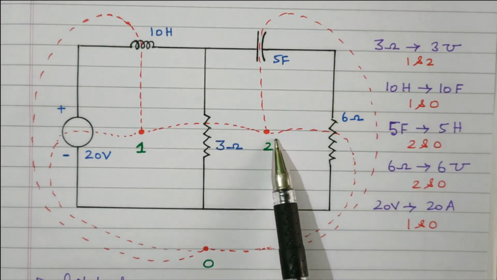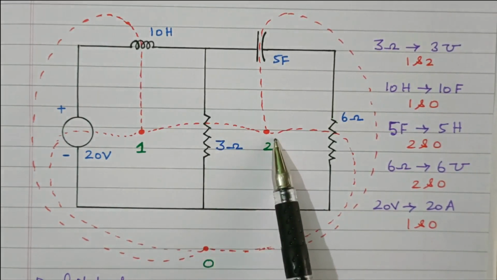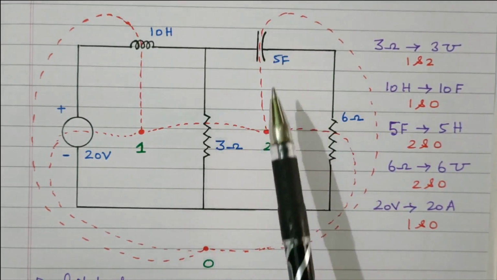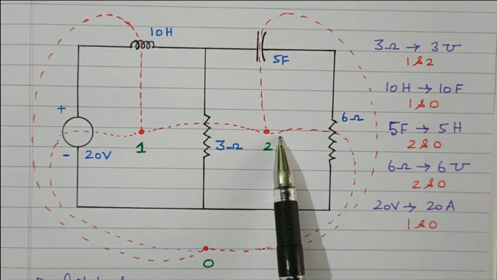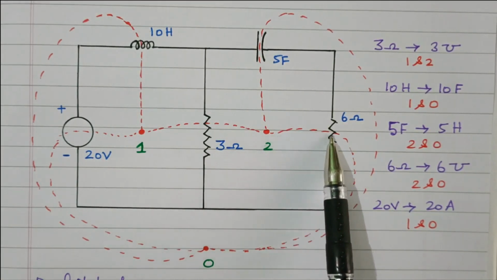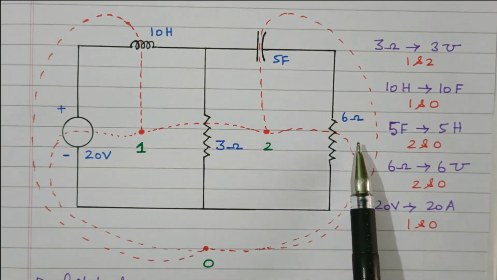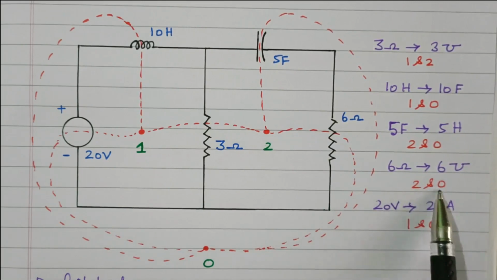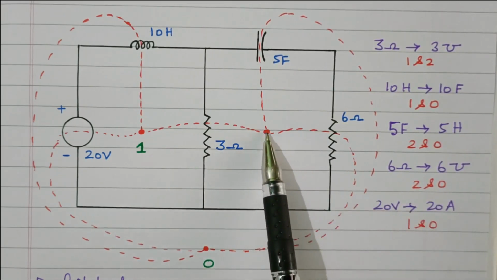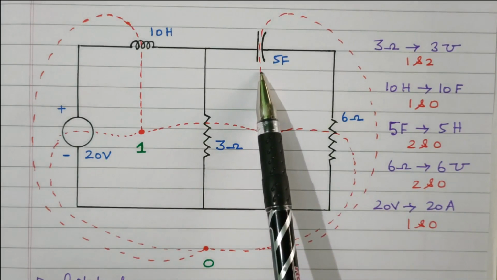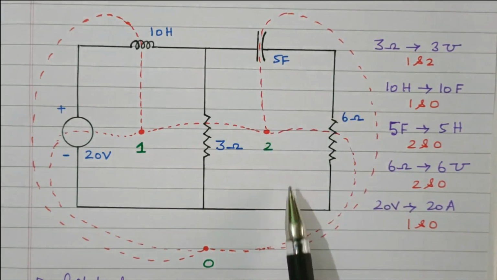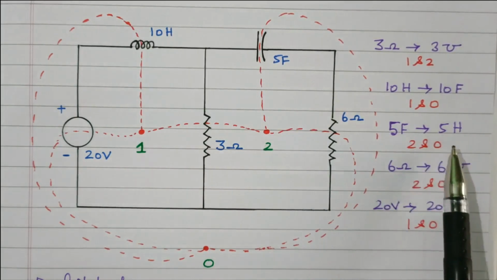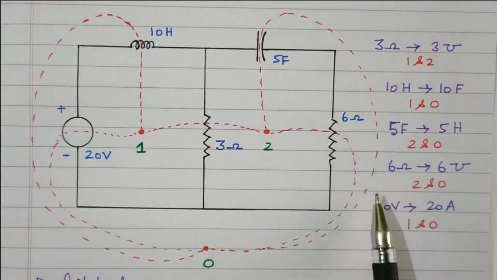Now we'll see what elements are connected between 2 and 0. There are two elements connected: one is the 6 ohm resistor and the other is the 5 farad capacitor. First we will draw the dotted line between 2 and 0 through the 6 ohm resistor. So this 6 ohm will be converted into 6 mho conductance that is connected between 2 and 0. And draw one more line through the 5 farad capacitor between 2 and 0. Now this 5 farad capacitor will be converted into a 5 Henry inductor connected between 2 and 0.